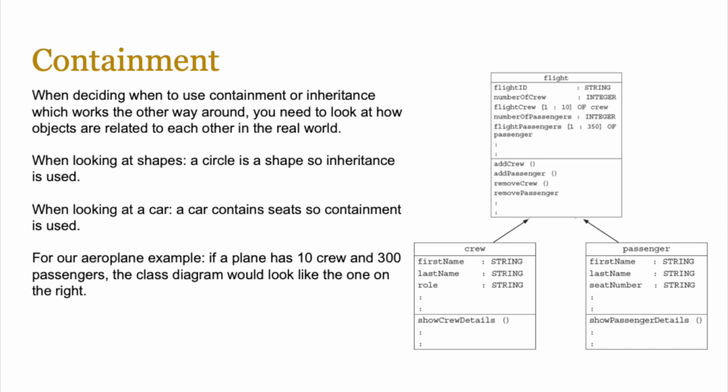Now also pay attention to the arrows. The arrows will go upwards because the flight is containing the crew and the passenger. Whereas if you were using inheritance, the arrows will go downwards because you are inheriting the properties from a particular class.